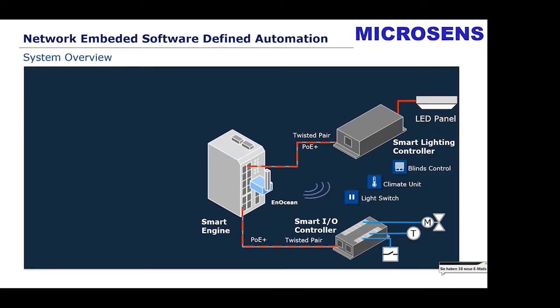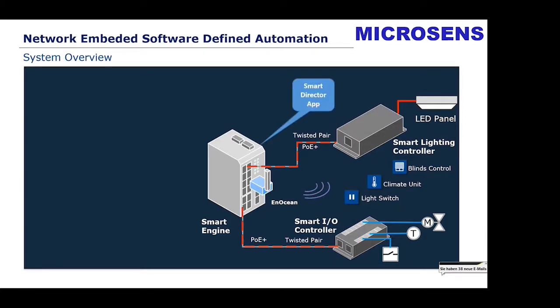So this part here shows you how you can get the connection to the field layer, to the sensors and actuators, how you can get wireless access via EnOcean to field components, and how you can get access to luminaires. Now, the information from and to the network is covered by this part. The next step is the intelligence.